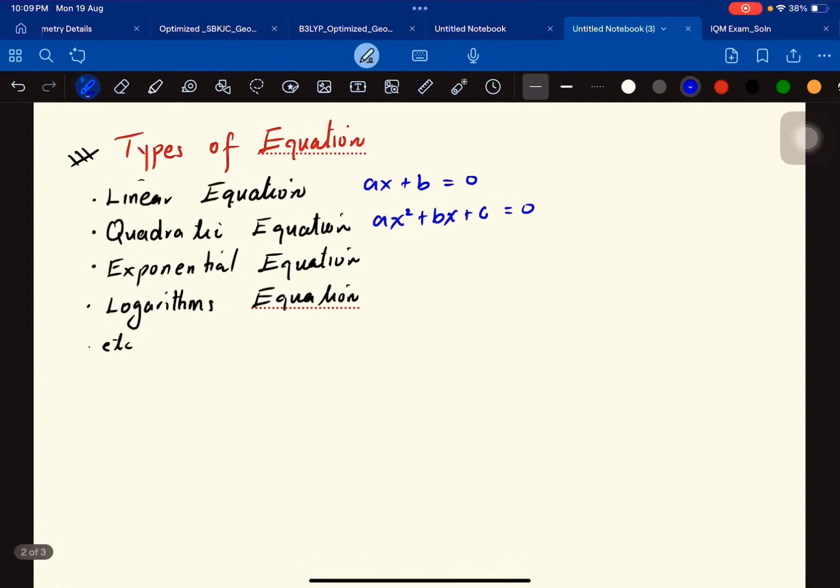Now we have the exponential equation. This is when the variable is raised to some power, just like b to the power x equals some constant c, where x is the variable and b and c are constants. We have the logarithm equation, which is like log of x to base b equals some constant, etc.